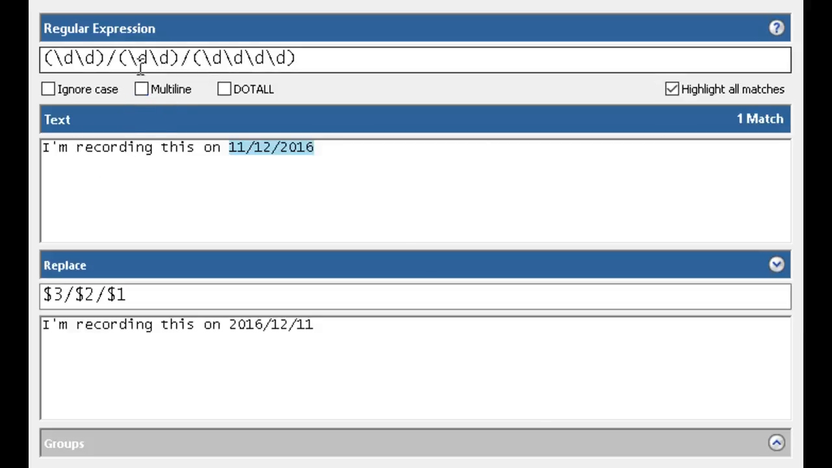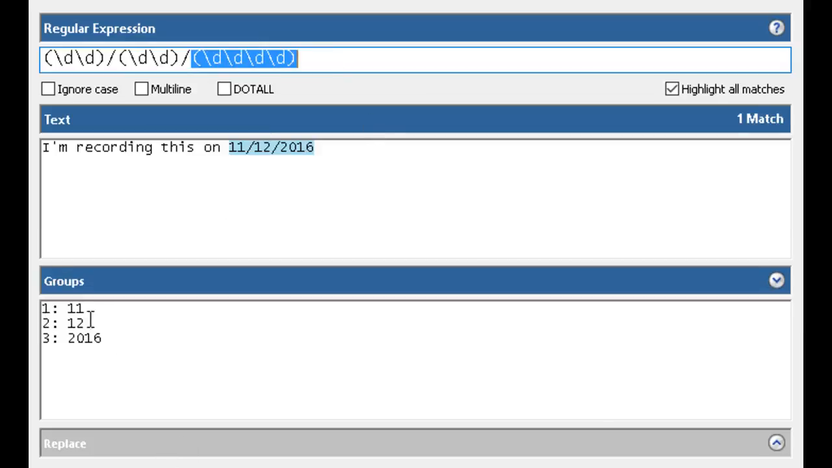In this regular expression, I'm saying grab the first two digits, \d\d, then look for a forward slash, then another two digits, a forward slash, and then four digits. If we look at the groups, you'll see group 1 is the 11, group 2 is the 12, and group 3 is the 2016, because I have those in groups.